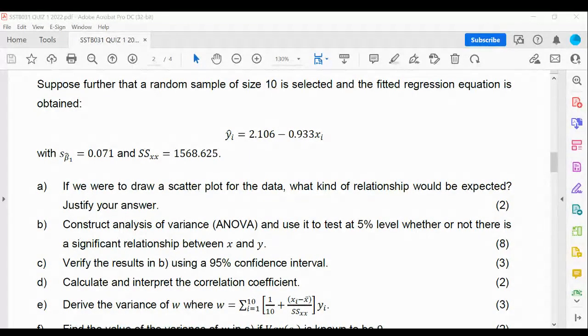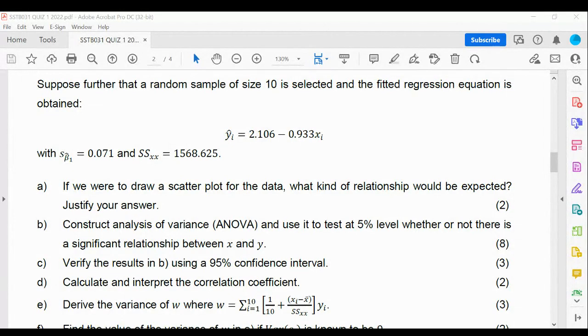You construct an ANOVA table using the given information. So B, the first part of B was to construct ANOVA. The second part was to test. Majority did not test. They did not cover the second part of the question. They focused on the ANOVA table. So it was 4 marks for ANOVA table, 4 marks for testing. So if you didn't test and your ANOVA table is correct, it means you have 4 marks.